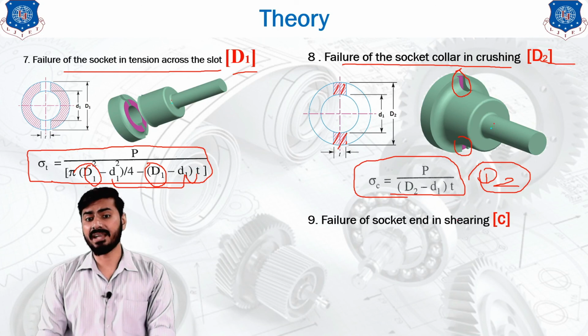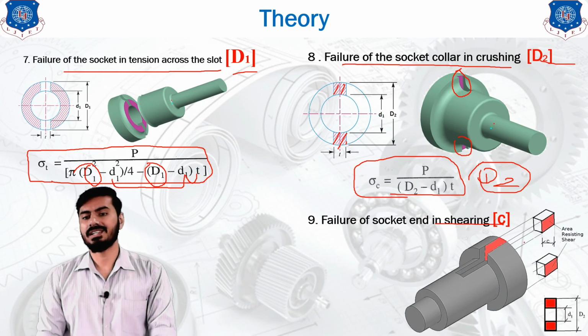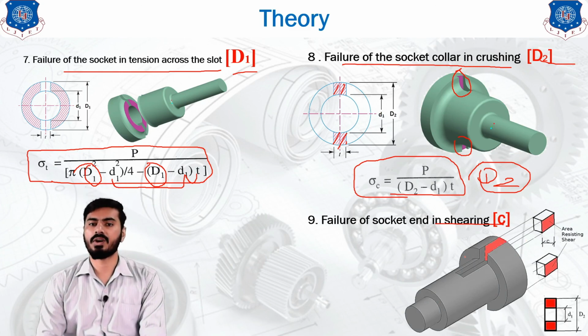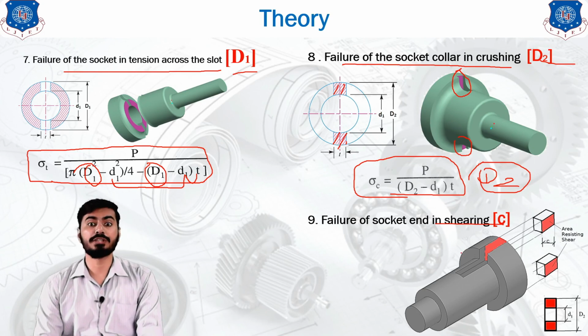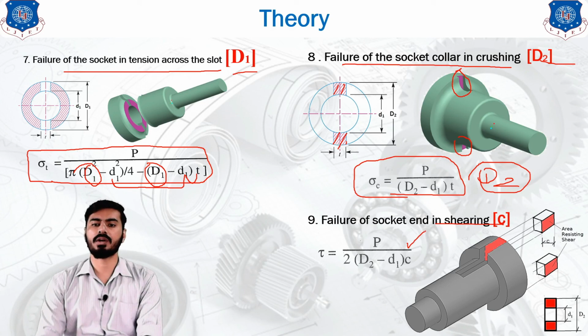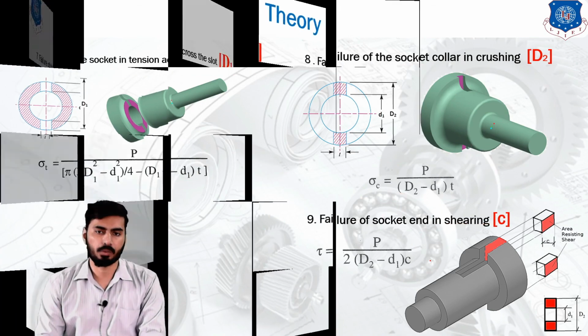The step number 9 is the failure of the socket end in shearing. This will give you the answer of C. This is similar to step number 5 or 6, which was the shearing of the rod end, and in these steps we are going to apply the same concept, and there will be only one unknown in this equation, C, which can be calculated using the calculator.